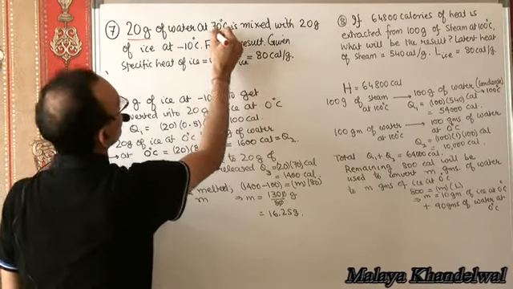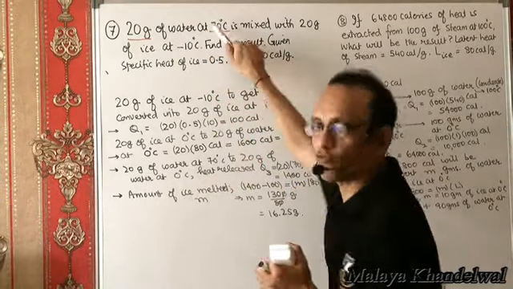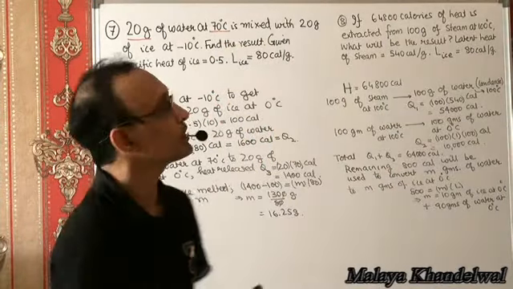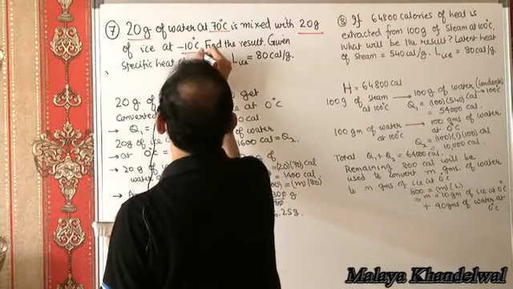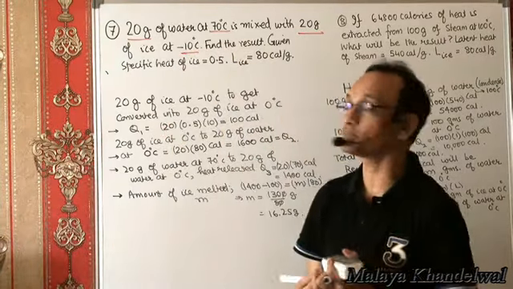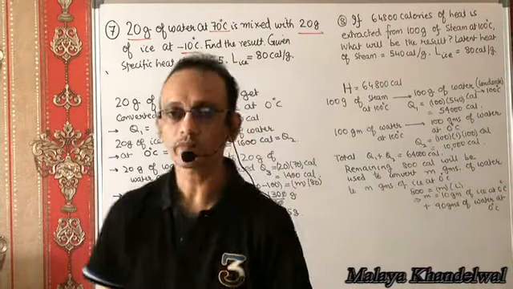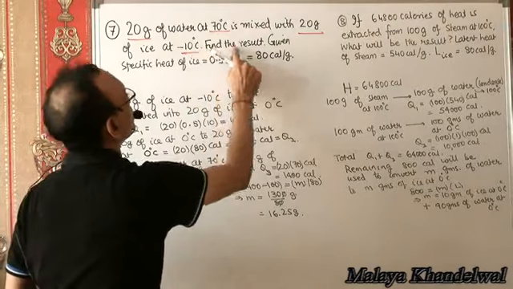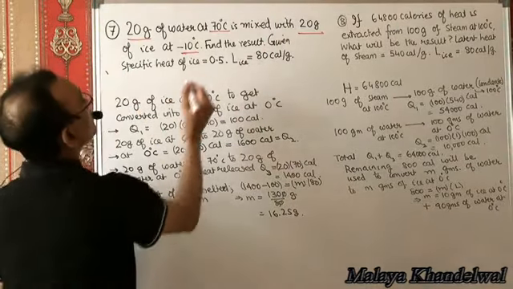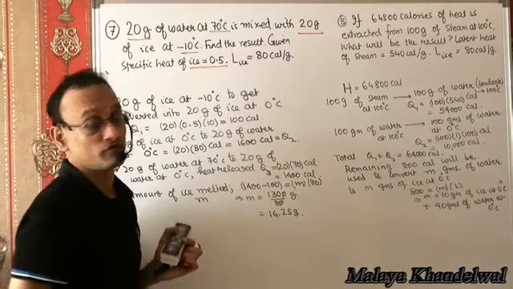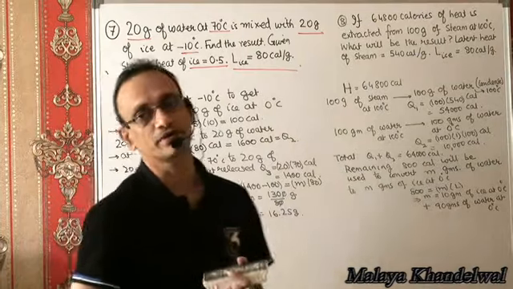200 grams of water at 70 degrees centigrade is mixed with 20 grams of ice at minus 10 degrees centigrade. Find the final result, given the specific heat of ice is 0.5 and the latent heat of fusion of ice is 80 calories per gram.